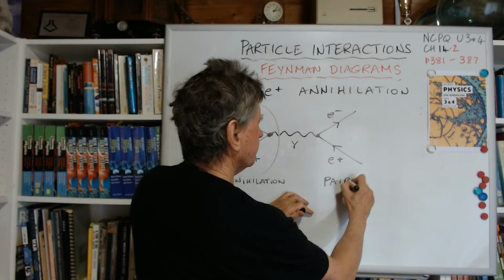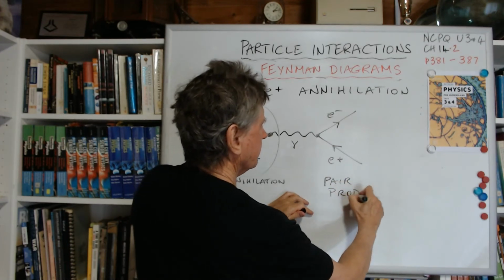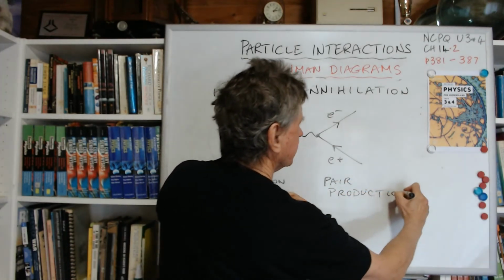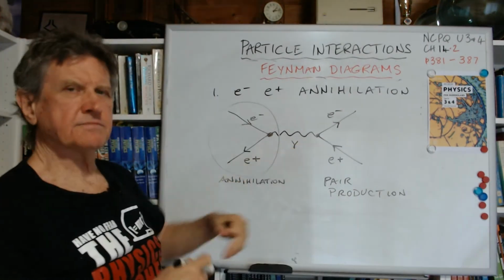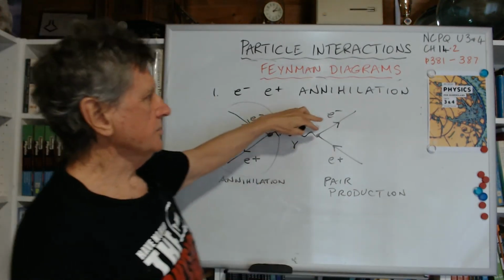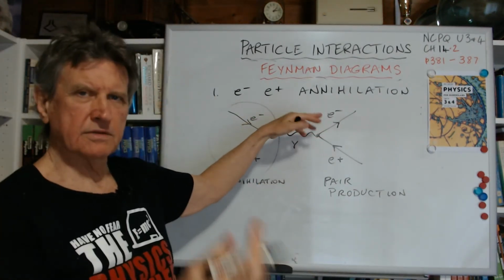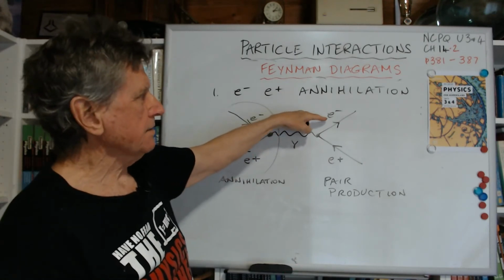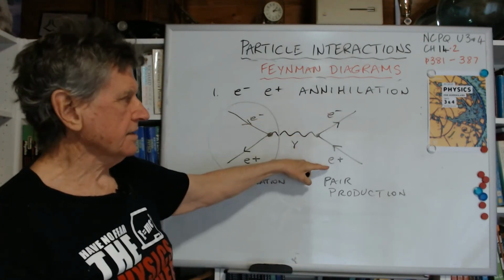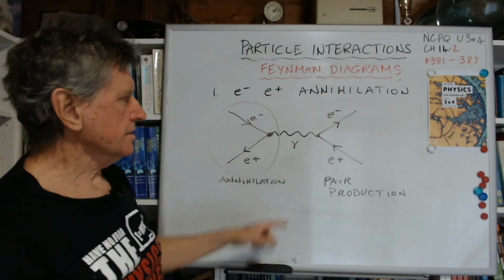Pair production. Now, what's happening is the photon is now, if you like, decaying into a pair of leptons, in this case the electron and its antiparticle. Okay, so that's the pair production.